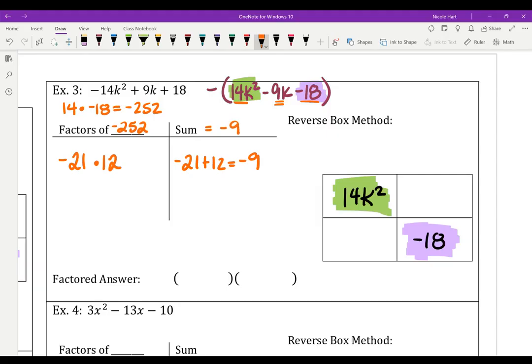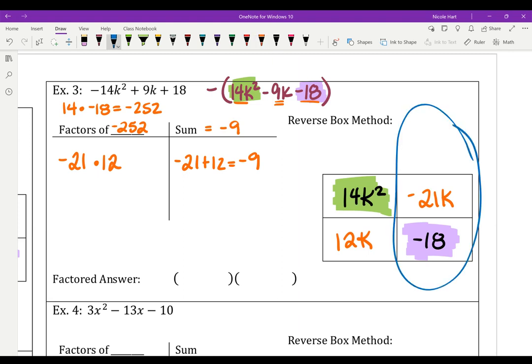Okay, so using the calculator, we were able to figure out that our factors are -21 and 12. And those add together to be a -9. So we're going to put a -21k and a +12k here. And then we are going to factor each row and column.